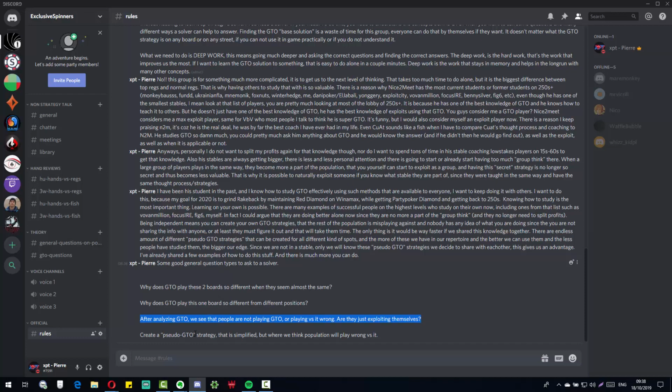Pseudo GTO strategies. These are strategies which are not GTO, but they are very close to GTO in EV, or expectation. It's basically simplified, but we simplify it in a way where the population is going to play worse versus it, even worse than versus GTO. I gave some examples of this in my first video, for example.